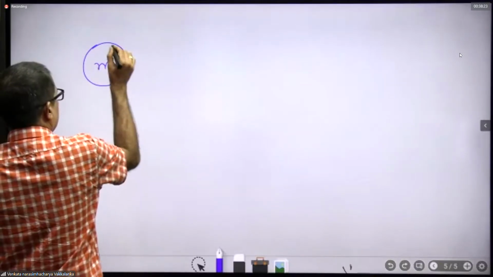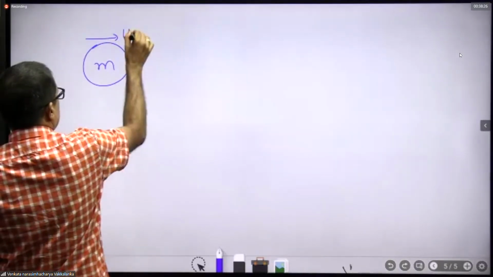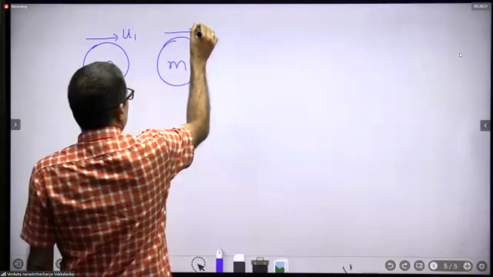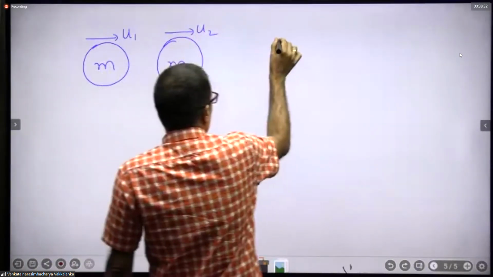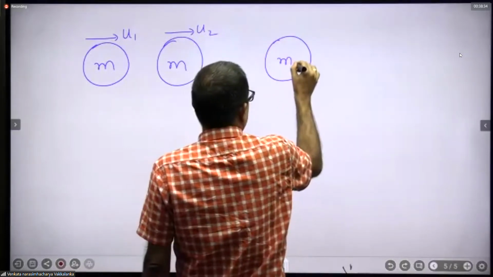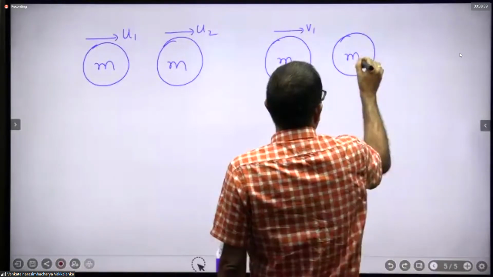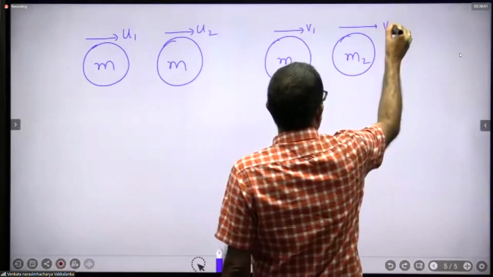This is M1, identical bodies moving with a velocity u1. M2, identical body moving with a velocity u2. After the collision, M1 moves with a velocity v1, and M2 moves with a velocity v2.